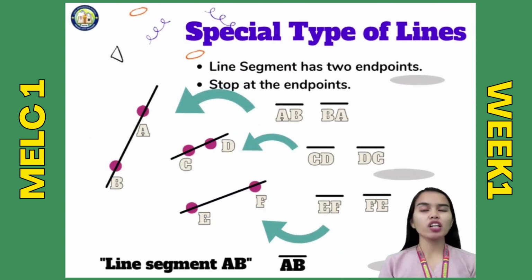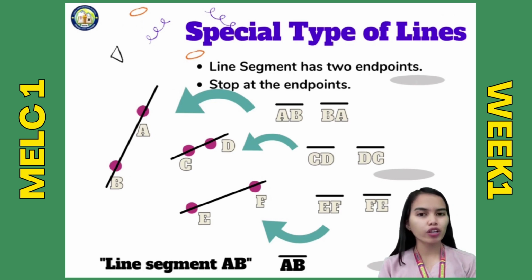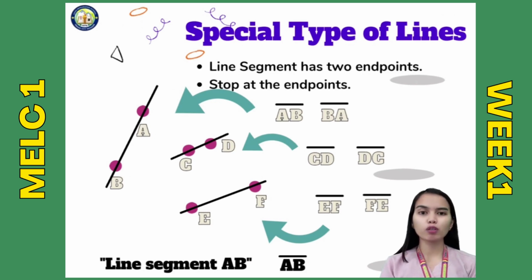Okay? So we have special types of lines. So here come your questions: Ma'am, what if there are no arrowheads? What is that called? The name for that is a line segment. What exactly is a line segment? A line segment has 2 endpoints. When we say endpoints, it has a limit. It cannot extend. It stops at the endpoints.